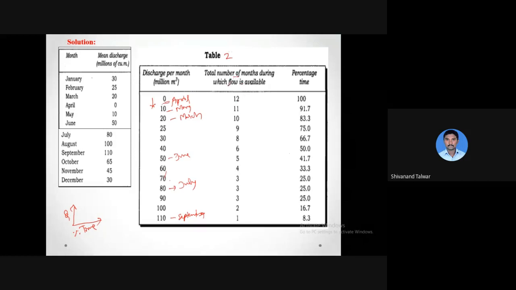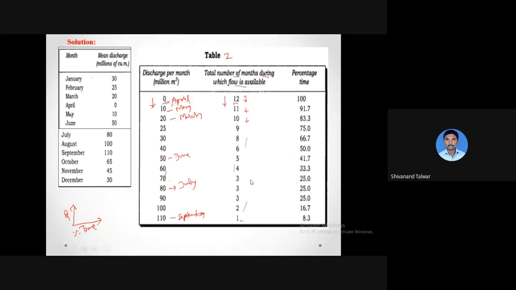Second column is for total number of months during which flow is available. Okay, तो पहले क्या है? 0 is for 12th month, then 11th month, 10. Okay, so in this way if we come again this month, इसको हम लोग डिक्रीजिंग ऑर्डर में, we are writing these months in decreasing order. Okay, that is 12 to 1.